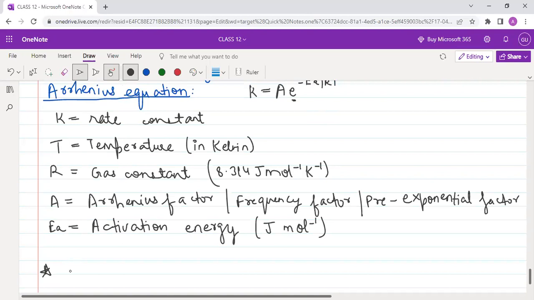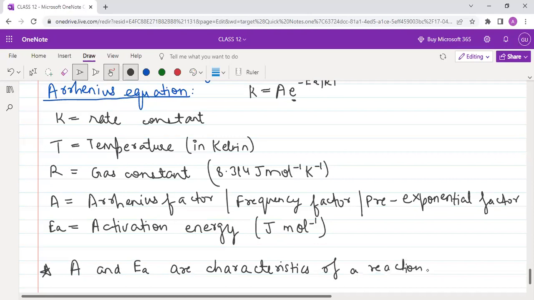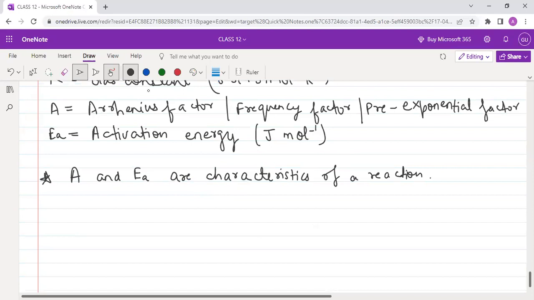Now, the value of Arrhenius factor and activation energy are characteristics of a reaction. They are fixed for every reaction. And they are collectively sometimes called Arrhenius parameters, because the equation is the Arrhenius equation and these two parameters are involved in it.